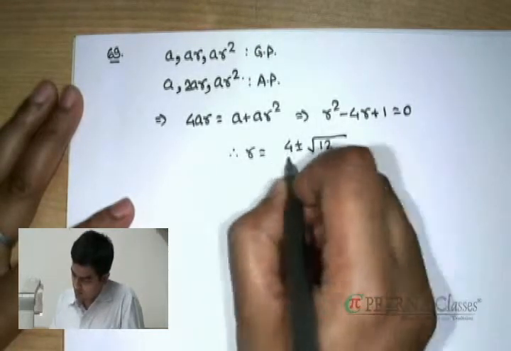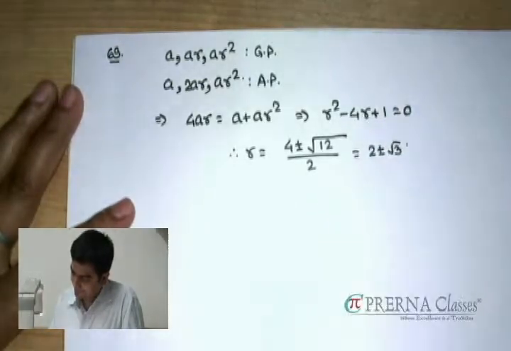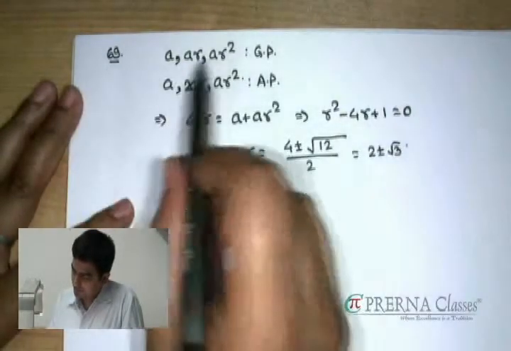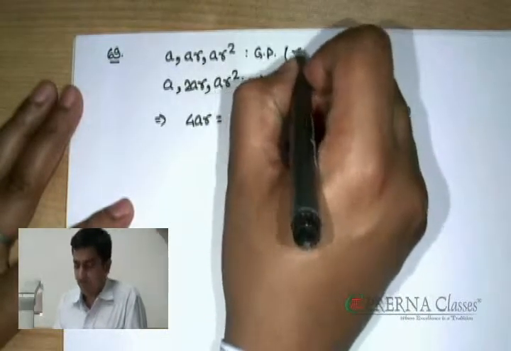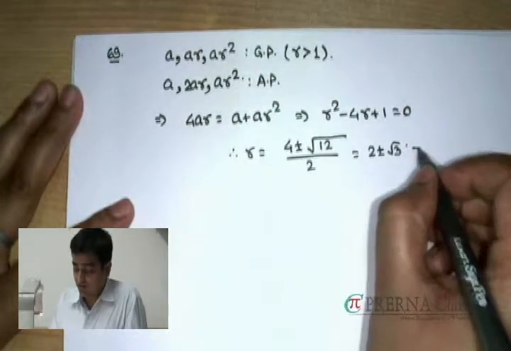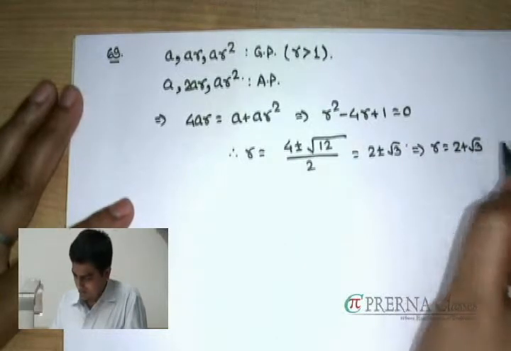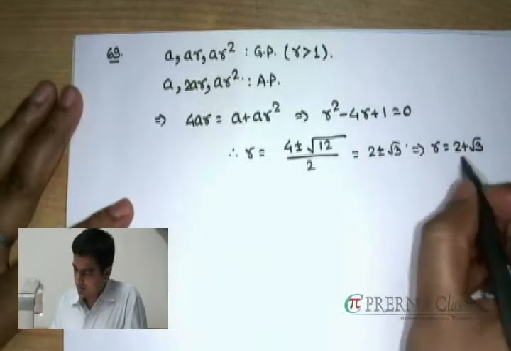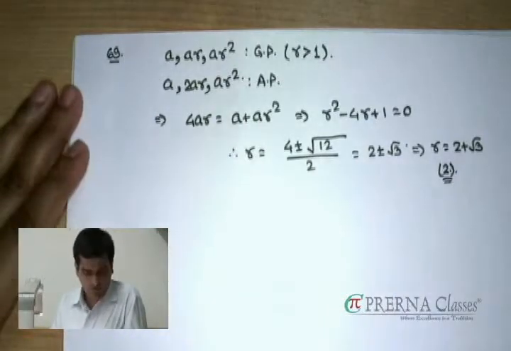2 roots are, which is simplifying to 2 plus minus root 3. But since it is given to you that those numbers are forming an increasing GP, clearly R is going to be more than 1. Hence we need to accept only this value 2 plus root 3. And you have to reject 2 minus root 3, which is matching with the option 2 given in that problem.